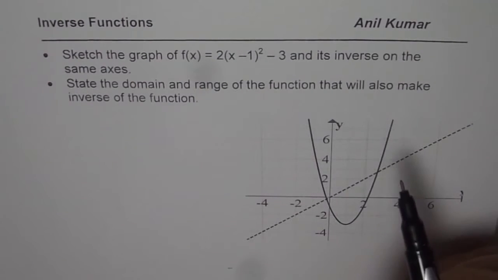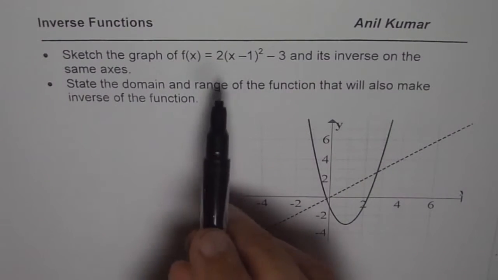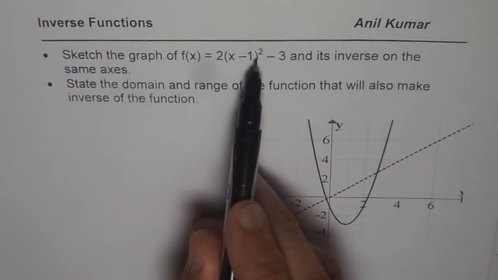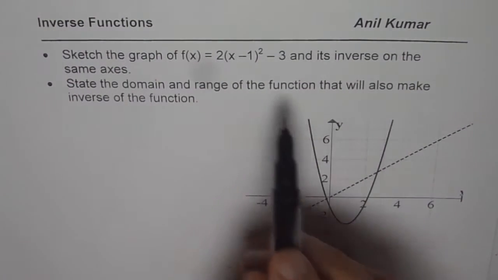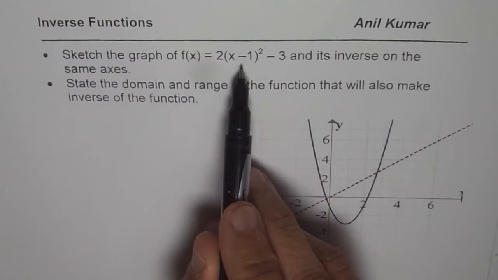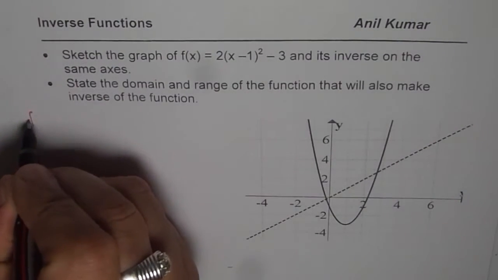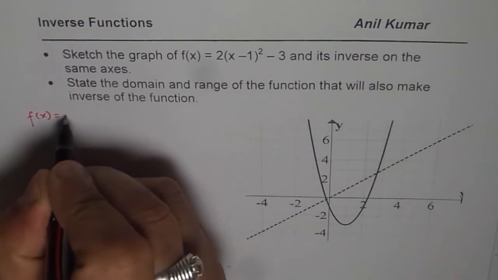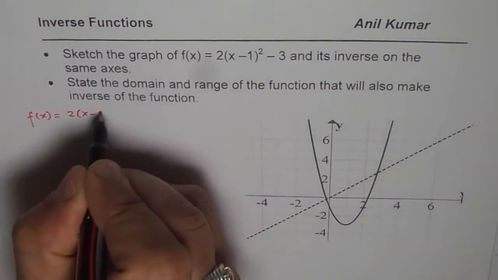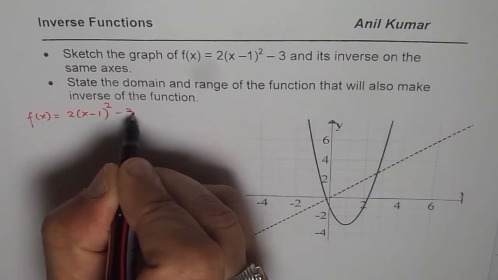I've already sketched the graph of f of x equals 2 times (x minus 1) whole squared minus 3. It is a parabola with vertex at (1, minus 3). But I'll discuss how we sketched it. So let us first consider the sketching of the parabola. The parabola given to us is f of x equals 2 times (x minus 1) whole squared minus 3.